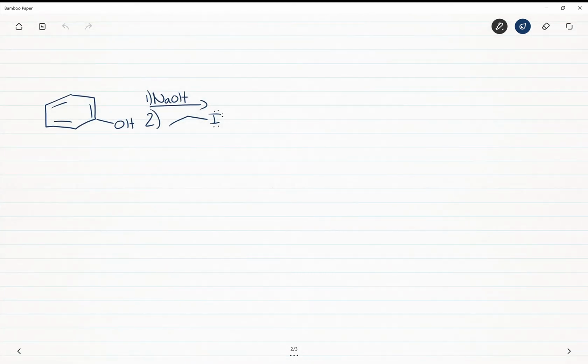Things are slightly different when we use phenol. Phenol is much more acidic than a typical alcohol, and I have discussed why in previous videos and also in the notes. Because it is much more acidic, we are able to use sodium hydroxide to deprotonate it. Make sure when you are dealing with a phenol in a Williamson ether synthesis that you are using sodium hydroxide and not sodium hydride. Let's take a look at the mechanism.